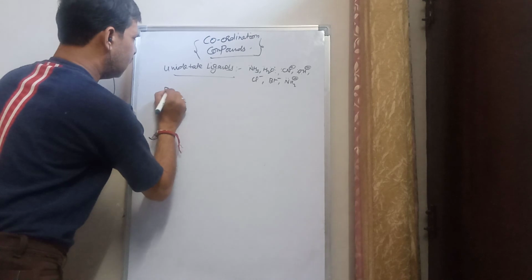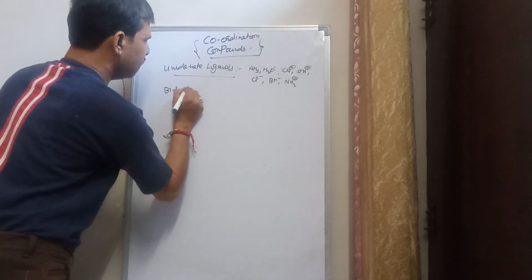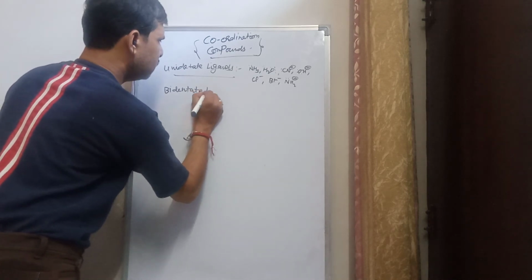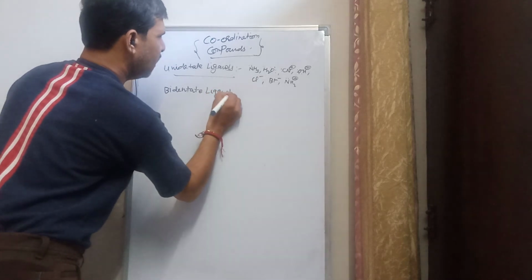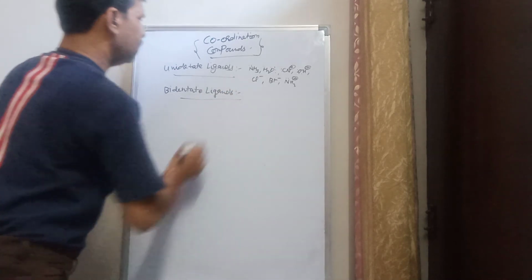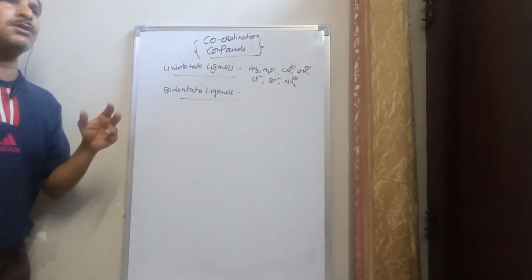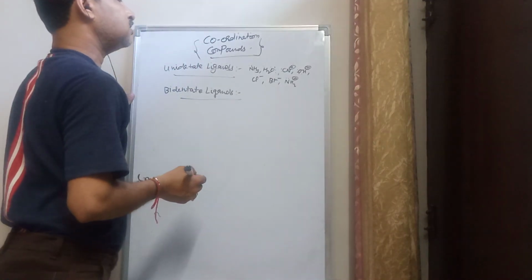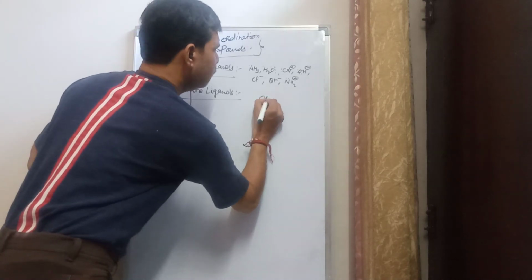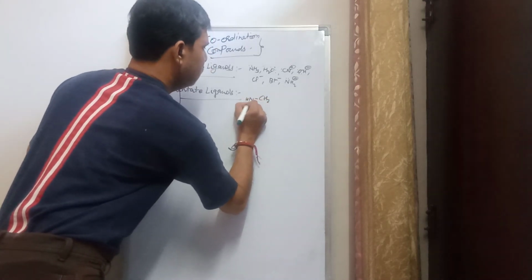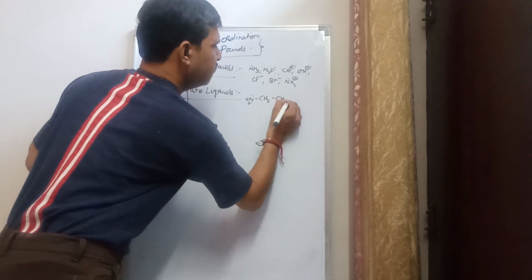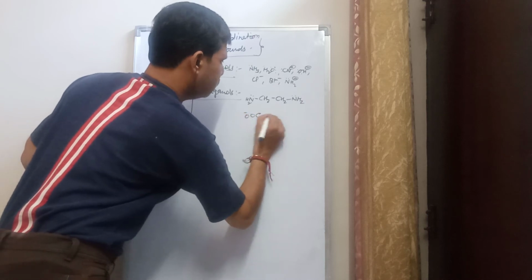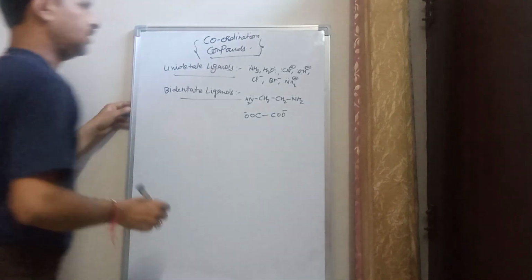In the same way, bidentate ligands. Bidentate ligands are those ligands in which the ligating species donate two pairs of electrons to the central metal atom or cation in the coordination sphere. For example, these may also be neutral or anionic species: CH2NH2, ethylenediamine. In the same way, COO minus, single bond COO minus, this is the oxalate species.